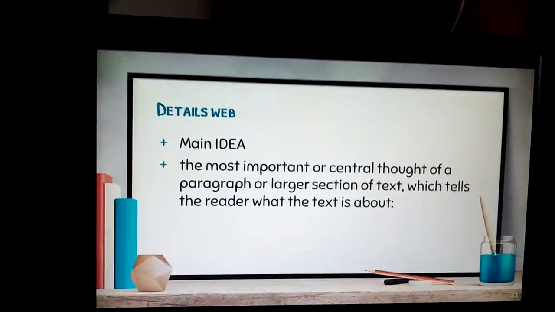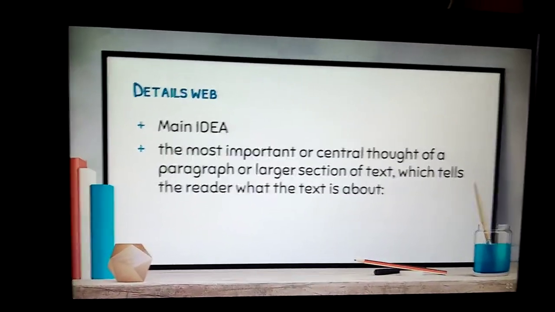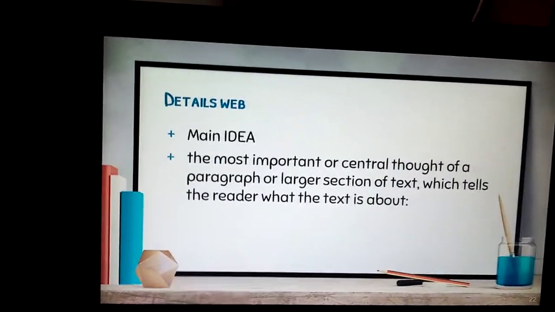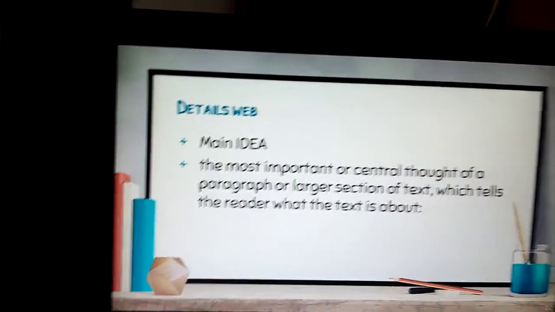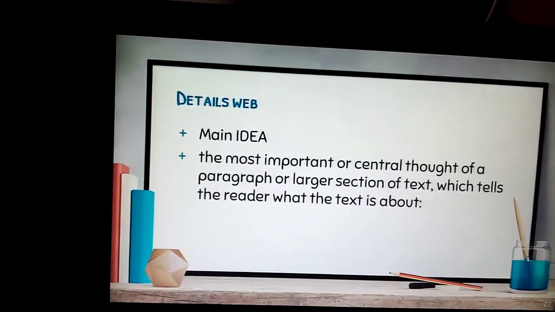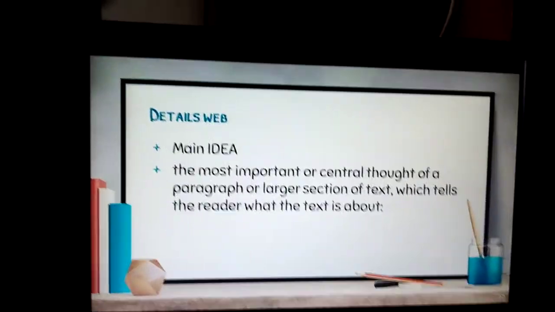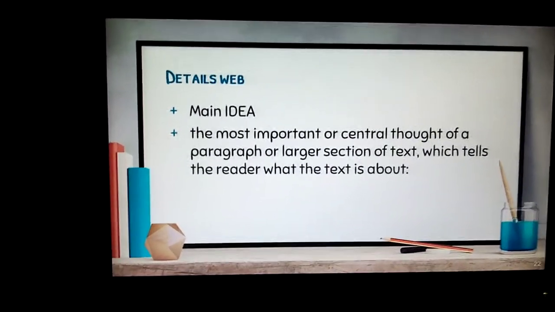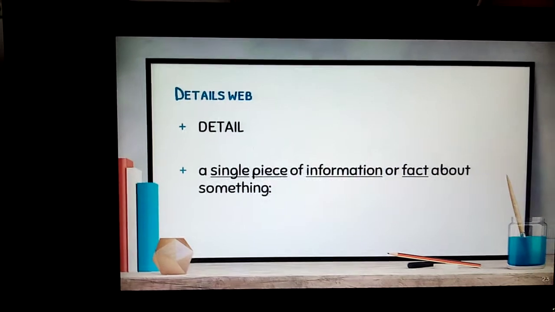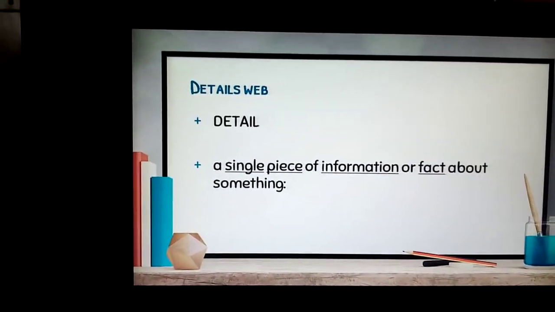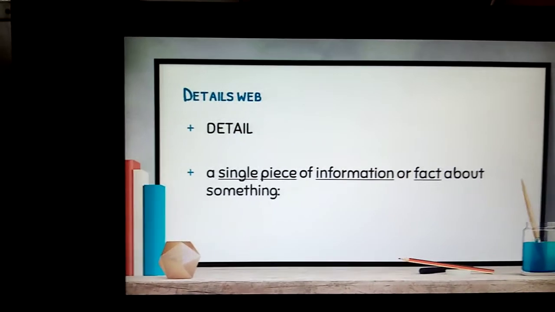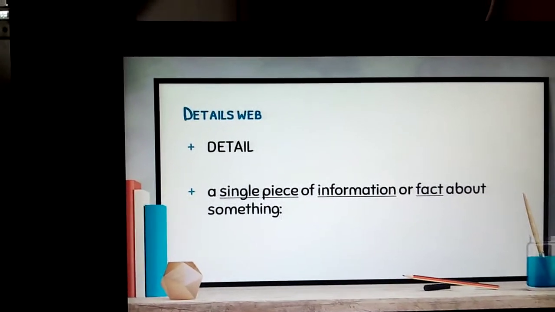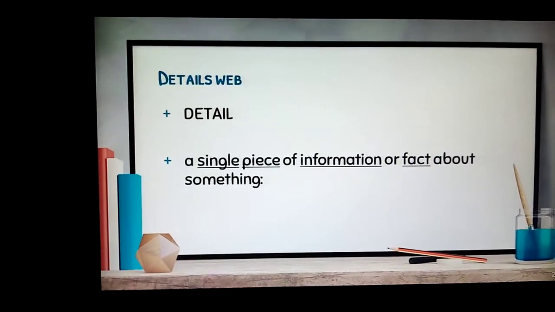Remember, main idea is the most important or central thought of a paragraph or a larger section of text, which tells the reader what the text is about. Remember, you're going to write the main idea in the middle. Then you're going to write the details above and below, a single piece of information or fact about something. You're going to write details about the main idea.